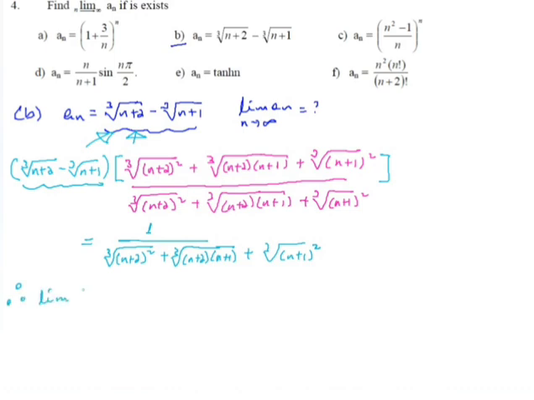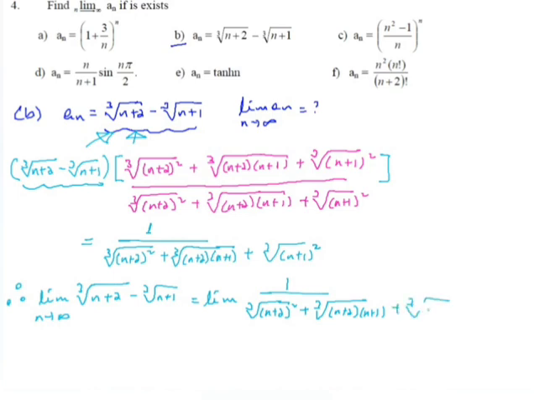Therefore the limit of cube root of n plus 2 minus cube root of n plus 1 as n approaches infinity is the same as the limit of 1 over cube root of n plus 2 the whole squared, plus cube root of n plus 2 times n plus 1, plus cube root of n plus 1 the whole squared, as n approaches infinity. Now, obviously, as n approaches infinity, 1 over a very big number will be 0. Therefore, the limit of the given sequence will be 0.